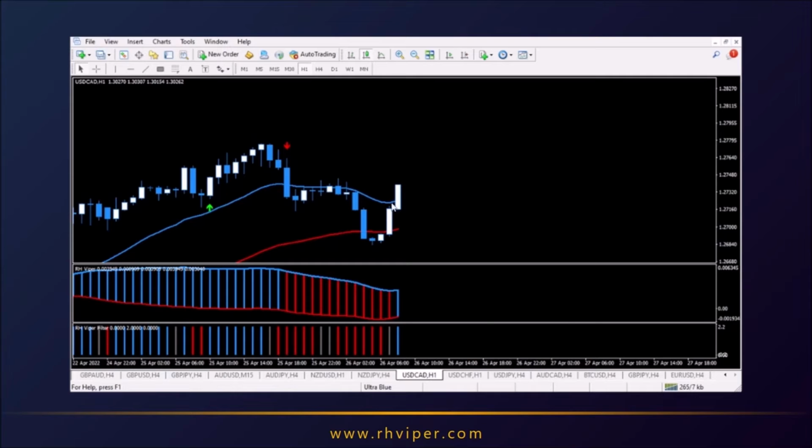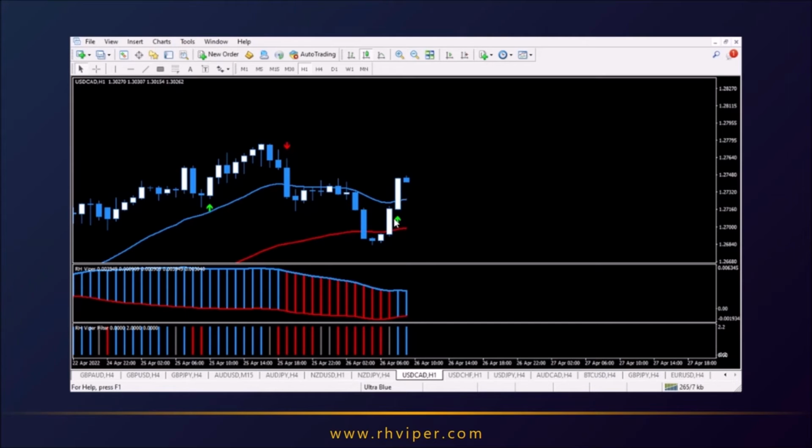We've got a candle closing or moving above this blue moving average. The RHViper indicator, its histogram bar is blue, and the RHViper filter also has a blue bar. So if this candle closes where it's at and a green arrow appears underneath this candle, we can be looking at a long trade. So we got exactly what we were looking for.